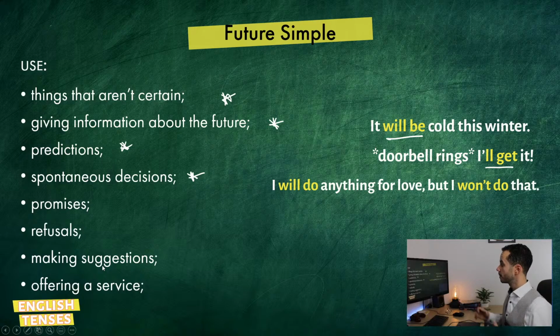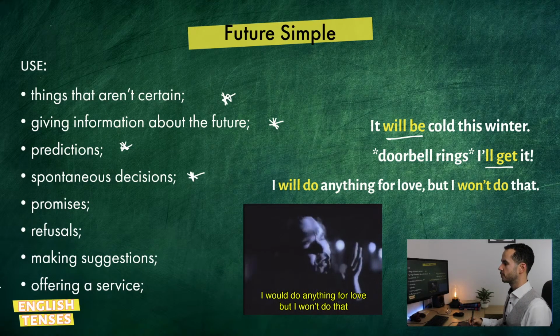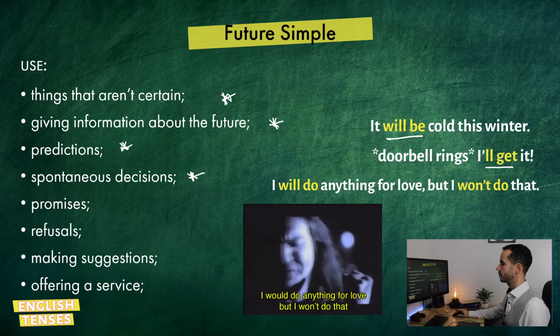We also use future simple for the promises. So something like this: I will do anything for love. And then the refusal is, I won't do that. As we can see in this very popular Meatloaf song.